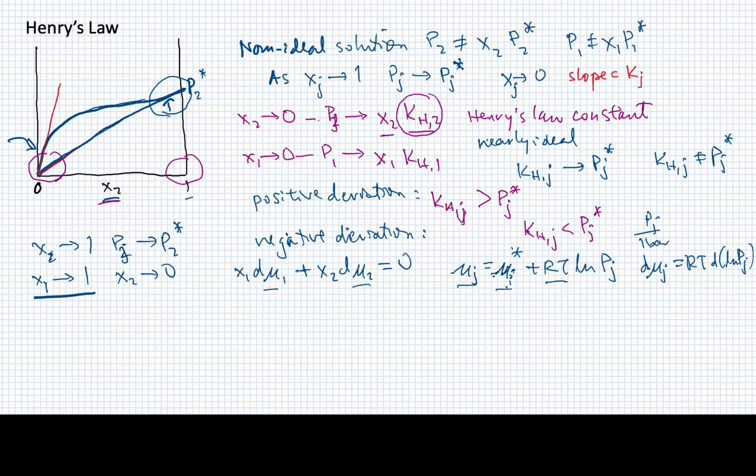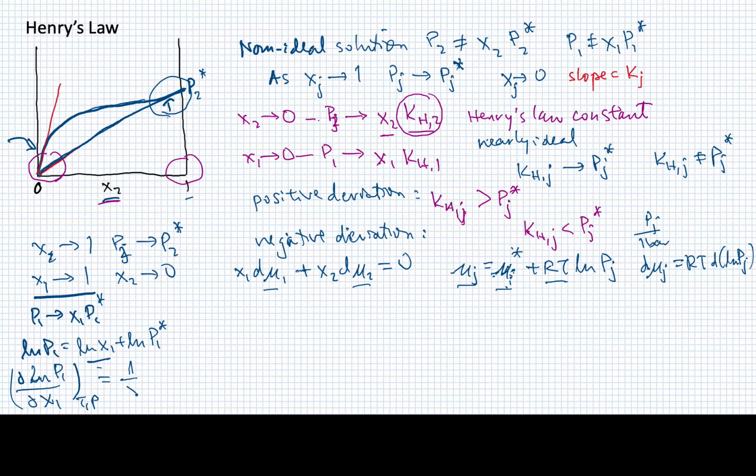Now, for this component, as x1 goes to 1, P1 goes as x1 P1 star. So the log of P1 would be equal to the log of x1 plus the log of P1 star. So the differential of the log of P1 with respect to x1, at temperature and pressure constant, is simply going to give me the differential of log x1, which is 1 over x1.